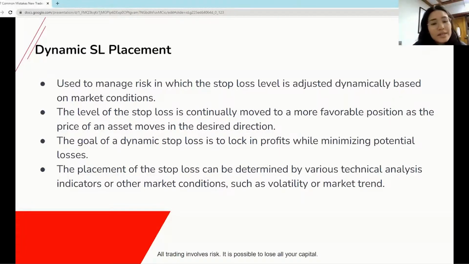Okay, so this is why it's important to have dynamic stop loss and take profit placement. Dynamic stop loss is a trading strategy used to manage risk, in which the stop loss is adjusted dynamically based on market conditions. The level of the stop loss is continually moved to a more favorable position as the price of an asset moves in the desired direction. The goal of a dynamic stop loss is to lock in profits while minimizing potential losses, and the placement of the stop loss can be determined by various technical analysis indicators or other market conditions, such as volatility or market trend.